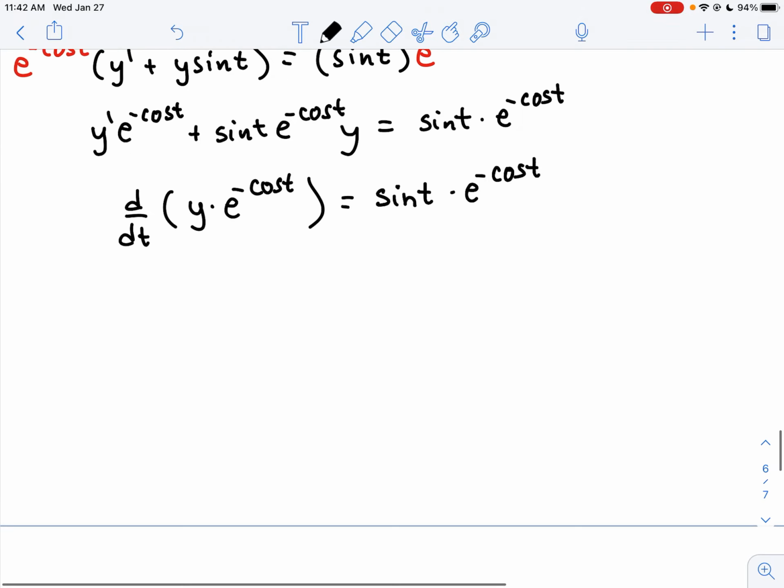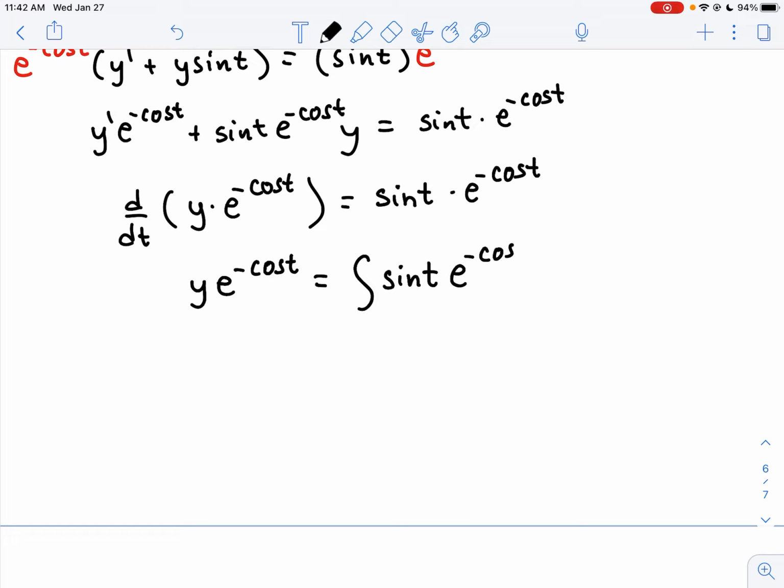Now we want to integrate both sides. So we get the integral of a derivative just cancels each other. So we get y times e to the negative cosine of t is equal to, and now we want to integrate this side still, with respect to t.